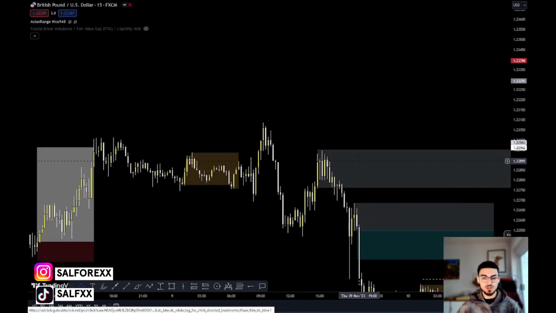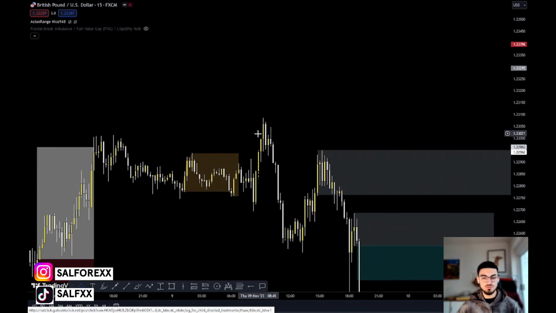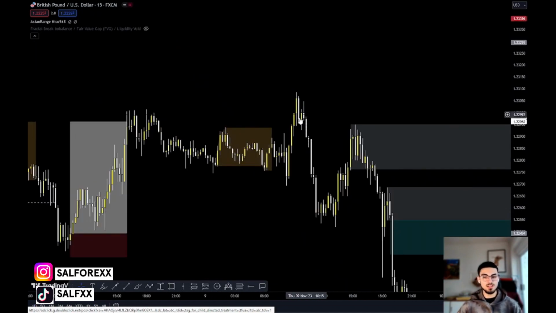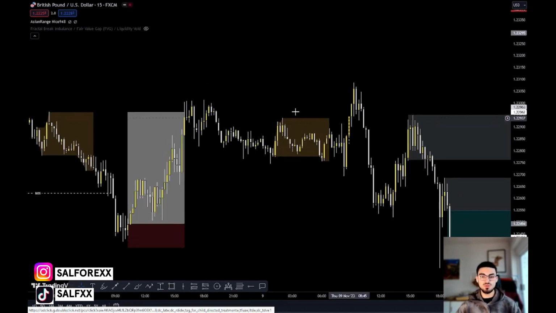Thursday, look at this. Sweep of the high, reversal down, right? You could have caught this trade as well. I didn't take this one. I believe there was news or something like that, so I didn't trade. However, you could have caught this as well.